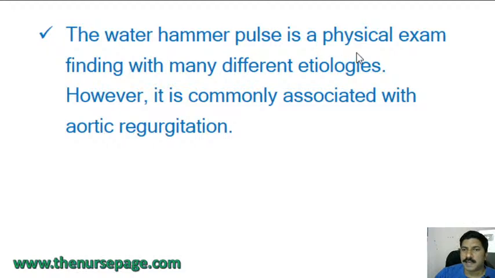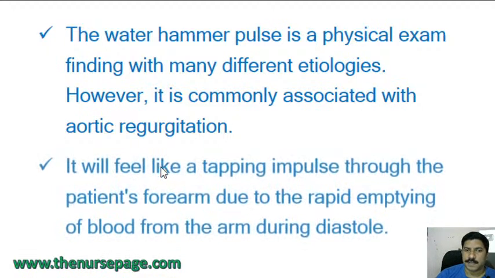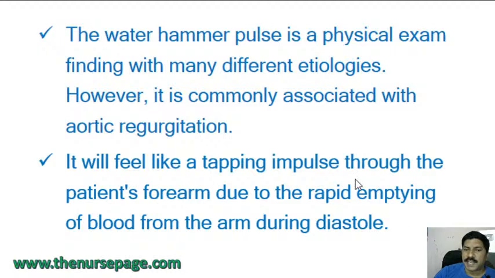Water hammer pulse is a physical exam finding with many different etiologies. However, it is commonly associated with aortic regurgitation. There are other causes also, but it is commonly associated with aortic regurgitation. It will feel like a tapping impulse through the patient's forearm due to the rapid emptying of blood from the arm during diastole. That is water hammer pulse.